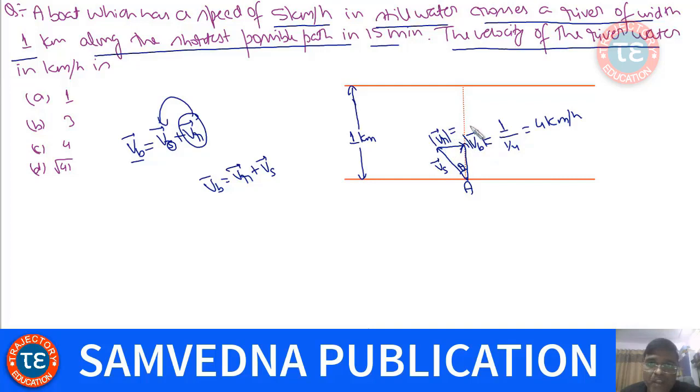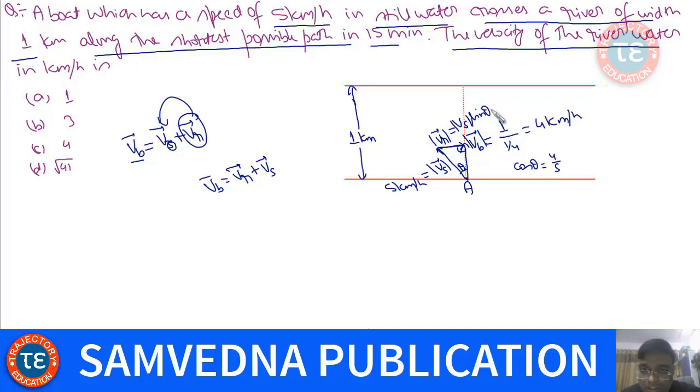That's the velocity of the boat, and the velocity of the river is how much? That is something which we have to find. The velocity of the boat in still water is 5 km per hour. That means this theta, if I take a right angle triangle, I have this velocity which is 4 km per hour, this velocity is 5 km per hour. So cos theta is 4 upon 5. So what is the velocity of the river? That should be equal to the velocity of the boat into sine theta.